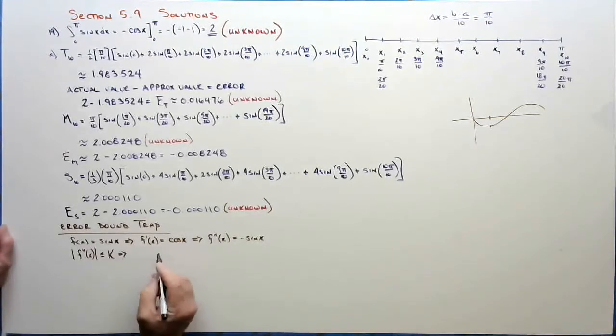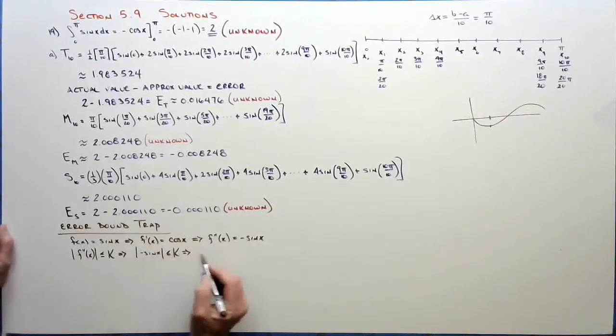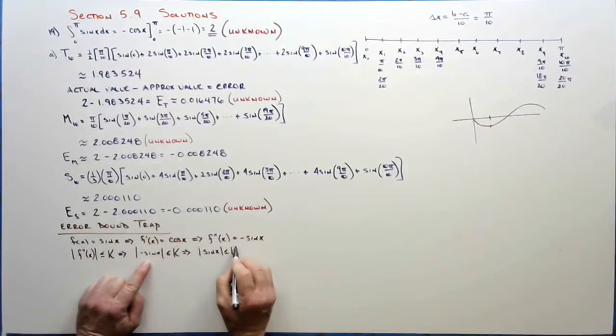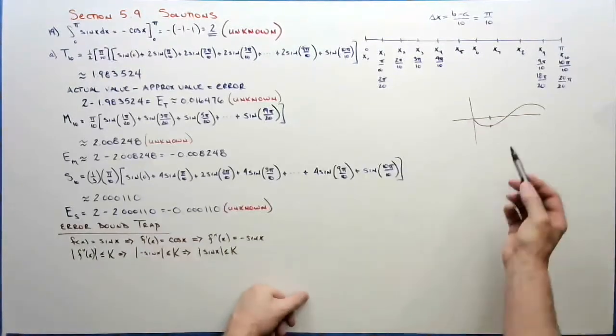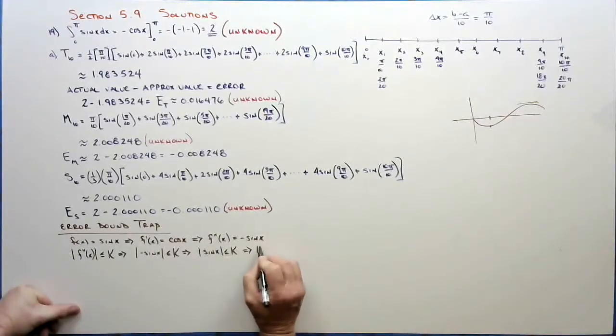Now, what does that give us? Well, that gives us the absolute value of negative sine x has to be less than or equal to k. Or when we take the absolute value of negative sine x, we're going to get the absolute value of sine x has to be less than or equal to k. Well, sine has a maximum of 1, right? That's the maximum value of sine. This is negative sine, but the graph of sine has a maximum value of 1. So our k is going to be 1.